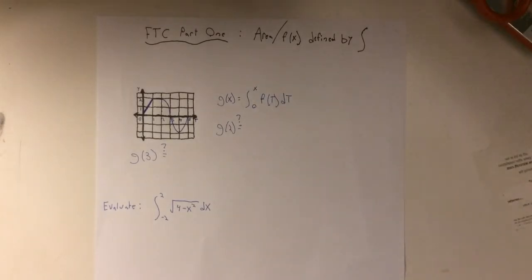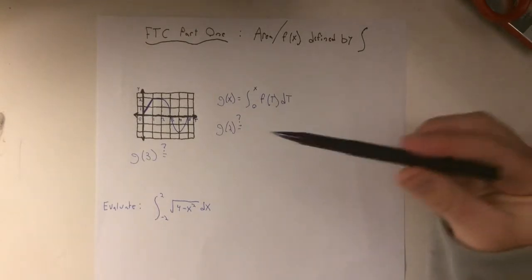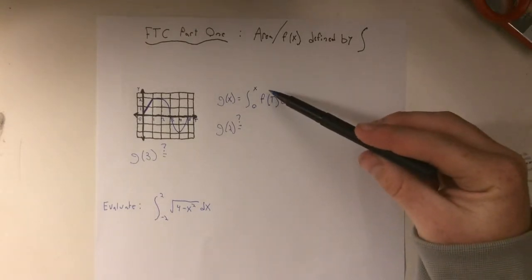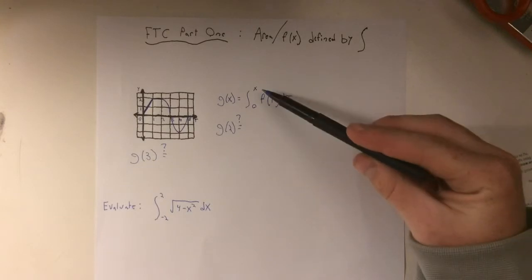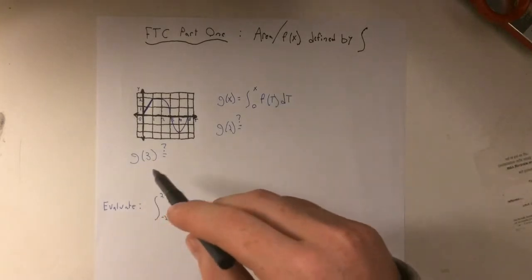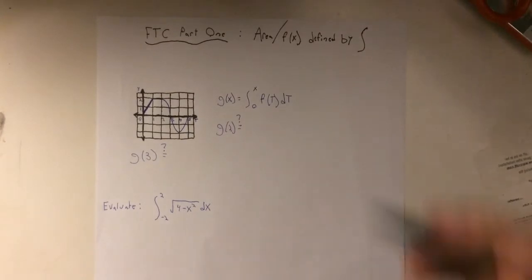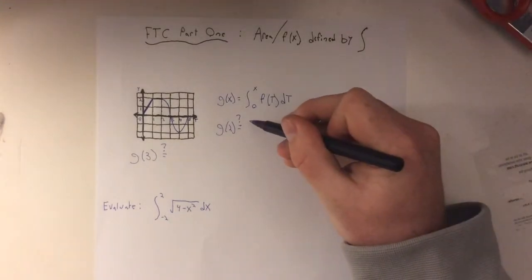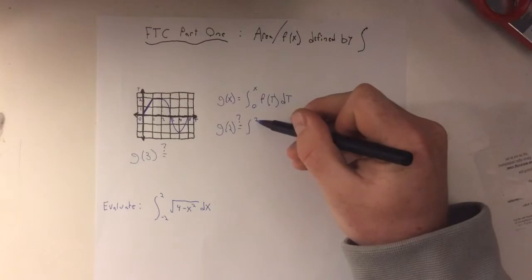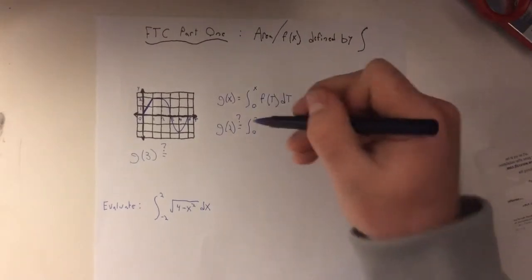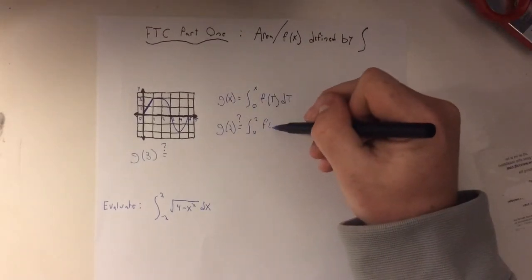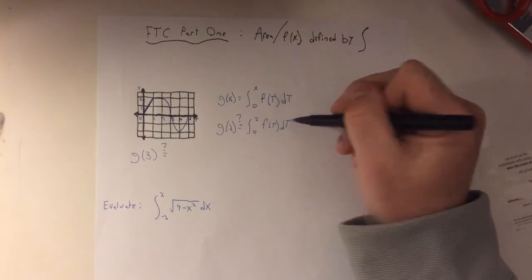You'll get asked like, what is g of 2, and you'll have to plug in 2 to x, and then you'll get asked like, what's g of 3, and you'll plug in 3 to x. So let's do this. g of 2 would essentially be the integral from 0 to 2 of f of t dt.